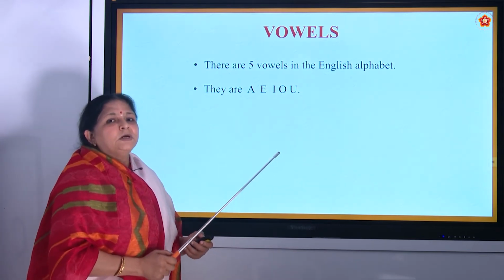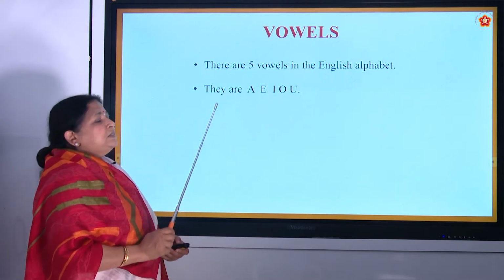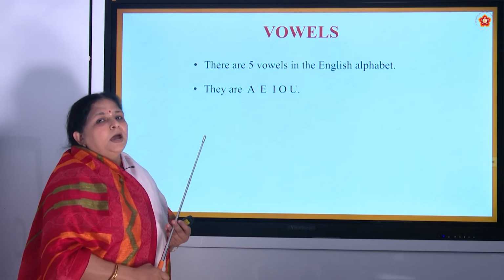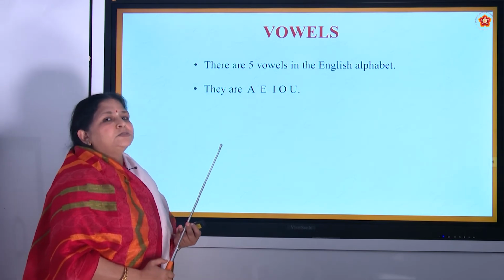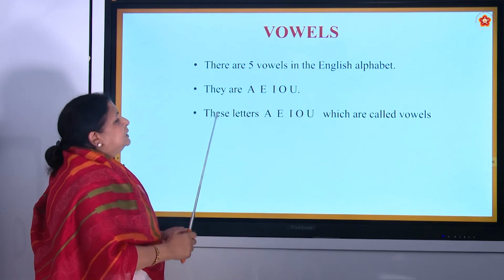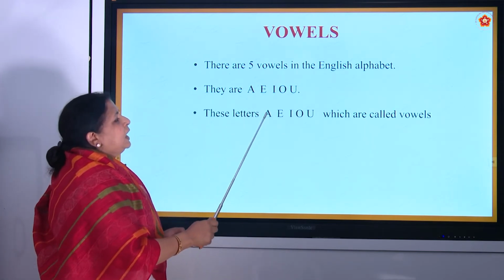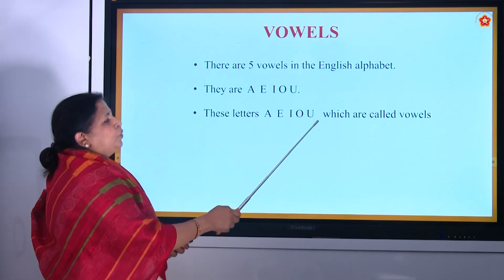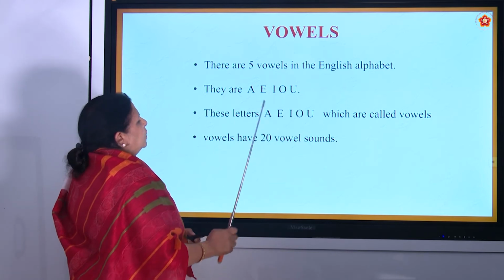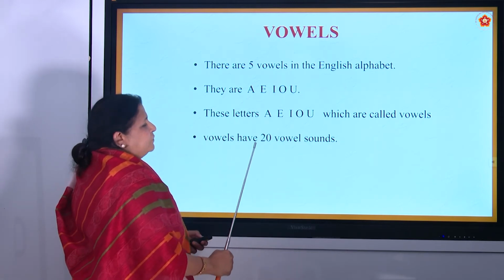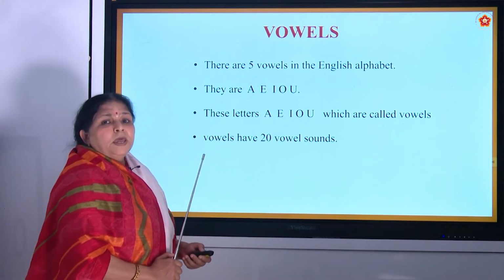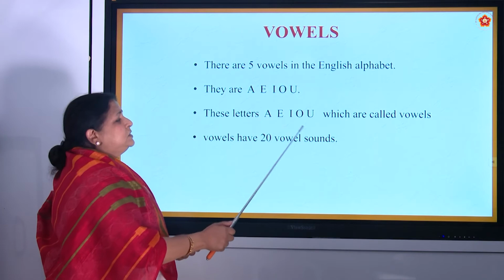I hope it is clear. The letters A, E, I, O and U have a name, and their name is, yes, very good, vowel. These letters A, E, I, O, U are called vowels. And vowels have 20 vowel sounds.